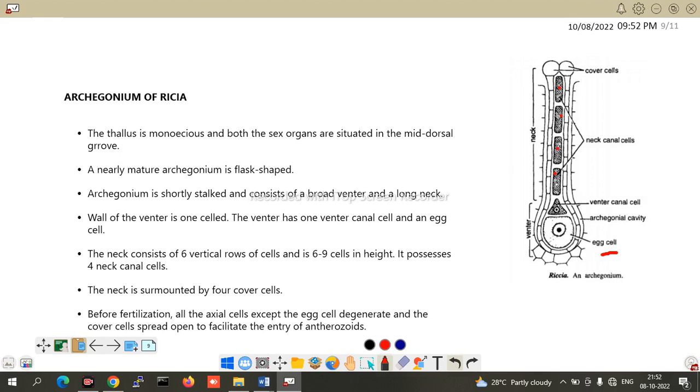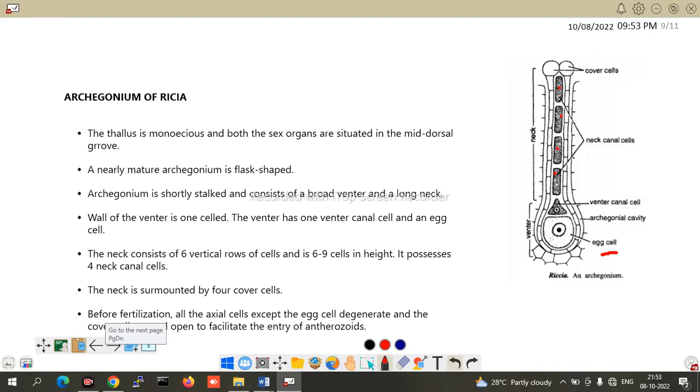These swim in water. Water is necessary for fertilization in the case of bryophytes. So the sperms or antherozoids swim in water. When they come in contact with the archegonial opening, they travel through the neck canal cells and reach the egg, and fertilization takes place. The zygote is diploid in nature, and the diploid zygote is the first cell of the next sporophytic generation.